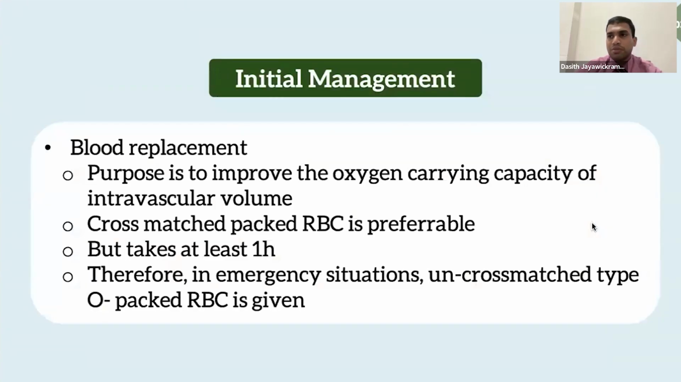So blood replacement. Imagine the patient is a transient responder or no responder. So we need blood. If it's a transient responder, depending on the patient's status, we can wait for cross-matched blood or uncross-matched blood. But in no responders, we can't wait for cross-matched blood. We have to get uncross-matched group O or rhesus negative blood, RH negative blood. Got the idea?